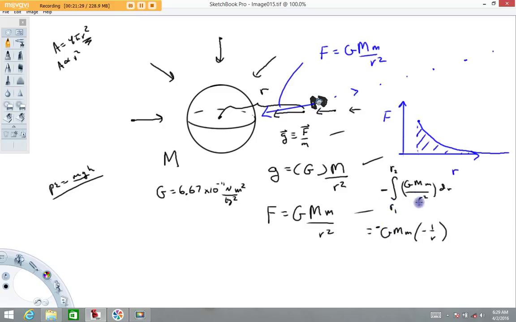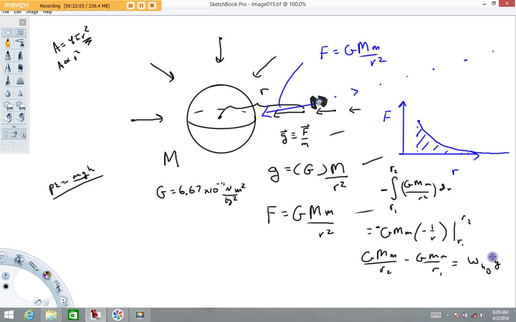And then again, the integral of 1 over r squared dr is minus 1 over r, evaluated at these limits, r1 to r2. Now this product is positive, so we get big G, big M, little m over r2 minus big G, big M, little m over r1. Right? So now this expression represents the work done by the gravitational field.